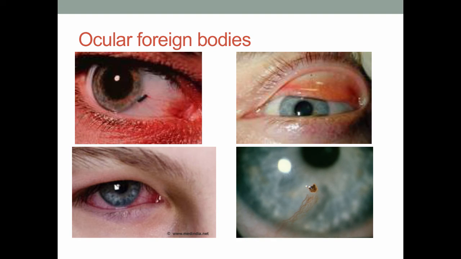Ocular foreign bodies are pretty common, and these are some slides that show those. You can see on the right upper hand picture that there's a foreign body tucked away on that upper lid, and again, if that's not removed with just a little Q-tip and a little saline, that will continue to re-scratch the eye.